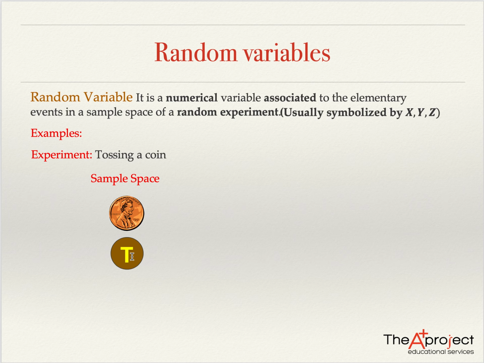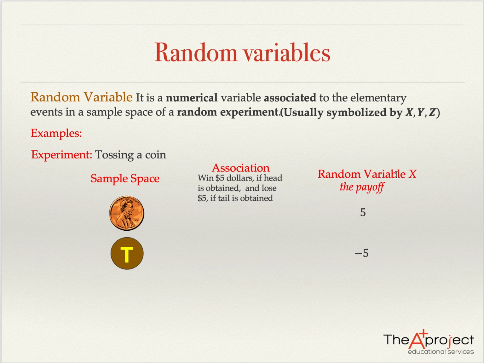For example, when we are gambling, we can say that we win 5 if we obtain a head, and we lose 5 if we obtain a tail. If we do this, we are making an association. We are associating number 5 to head and number -5 to tail. And we have obtained a variable. And this variable can be represented with the capital letter X. And this variable has two numbers, and these two numbers have been obtained from the association.